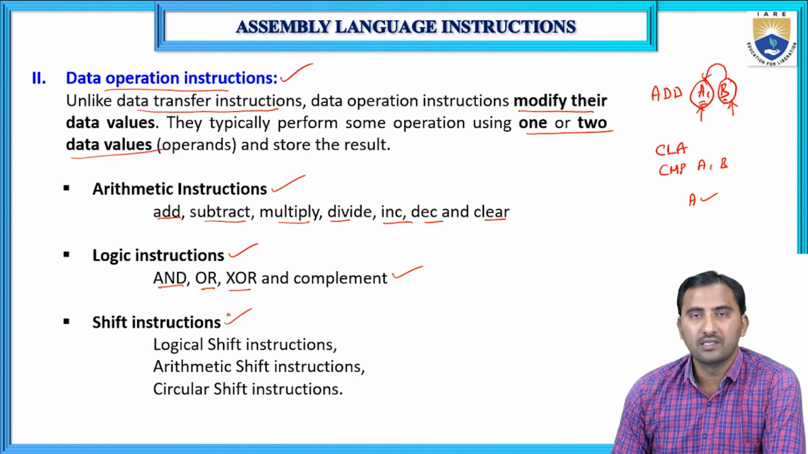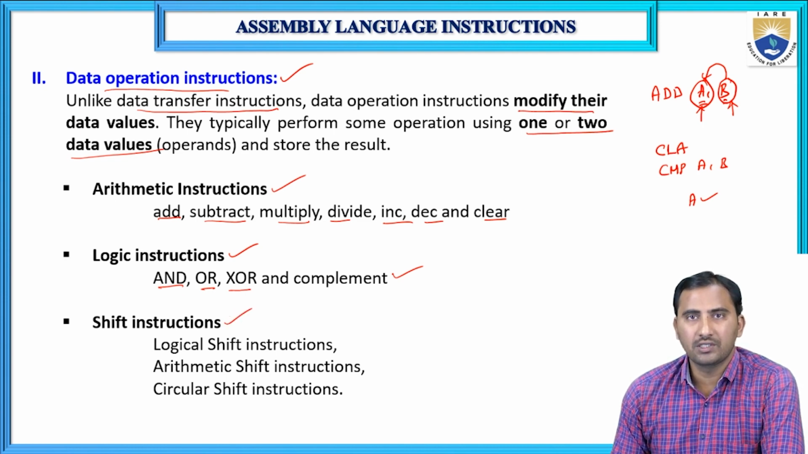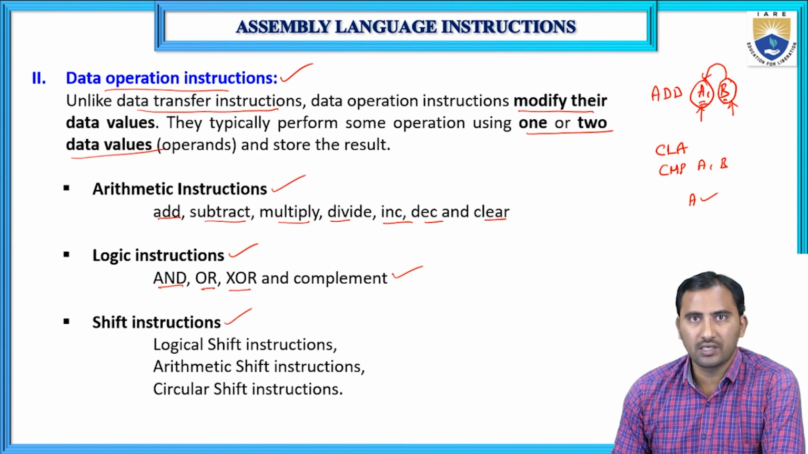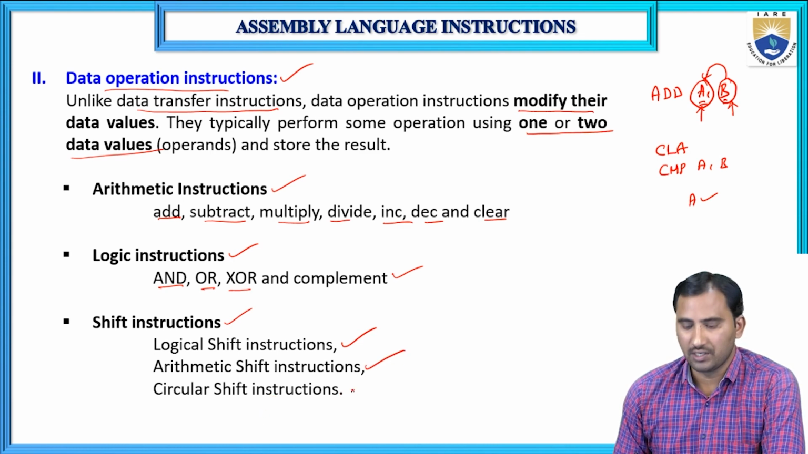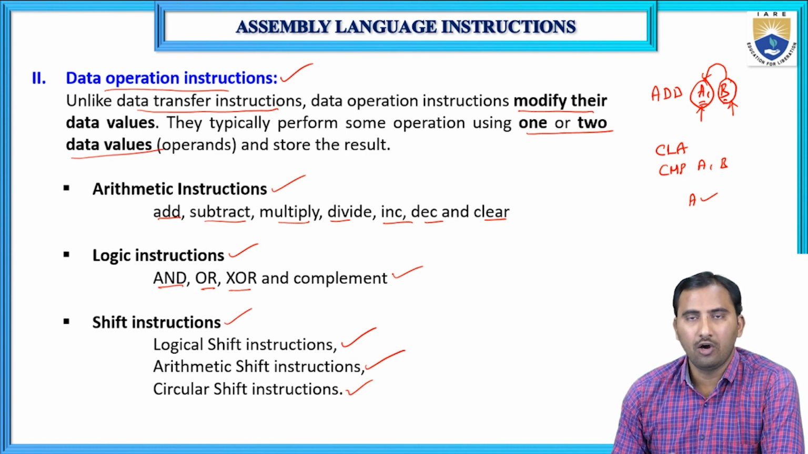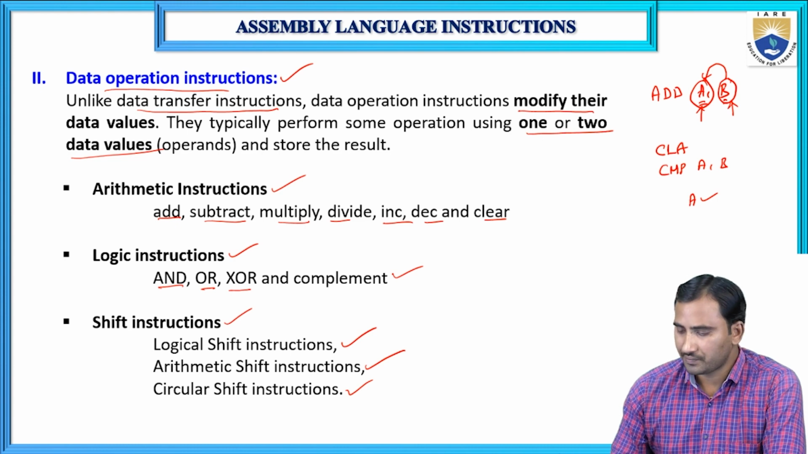And coming to the shift instructions. Shift instructions are used to shift the data present in the register. The data present in the register we can shift either to the left side or the right side. These shift instructions are again classified into three types: logical shift instructions, arithmetic shift instructions, and circular shift instructions. So this is the main classification of the data operation instructions.